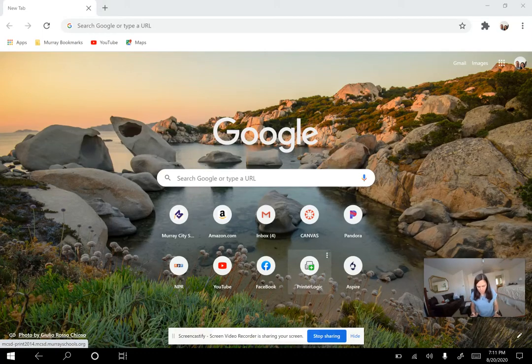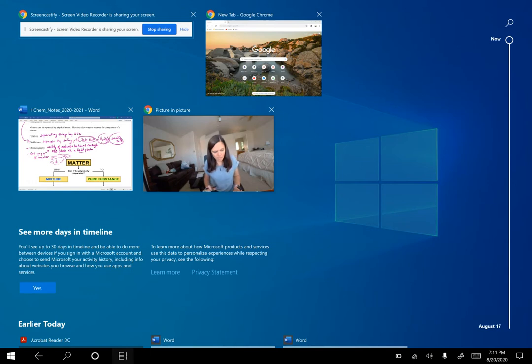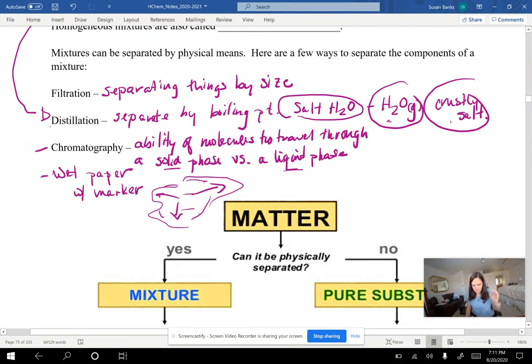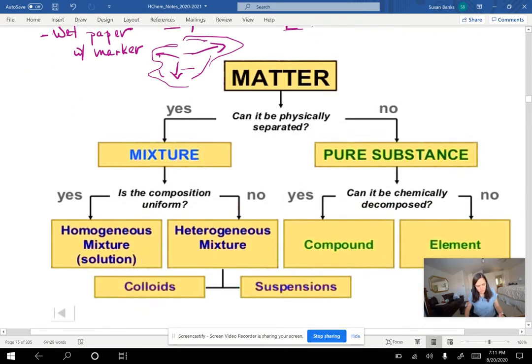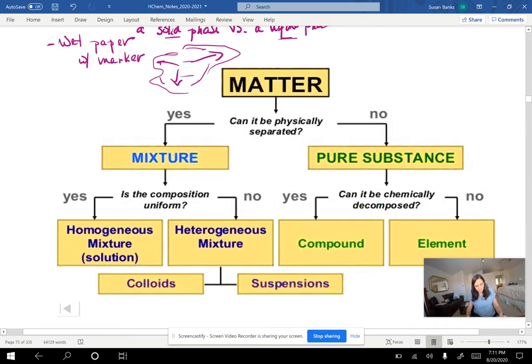So we are going to go on to our second video and talk about matter some more and start looking at some of the chemical and physical properties of matter. So let's just review matter just a little bit.